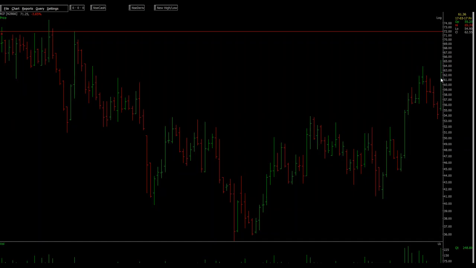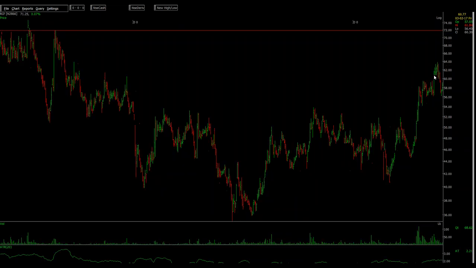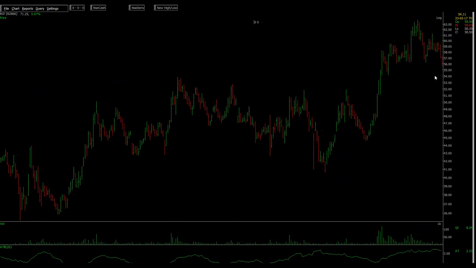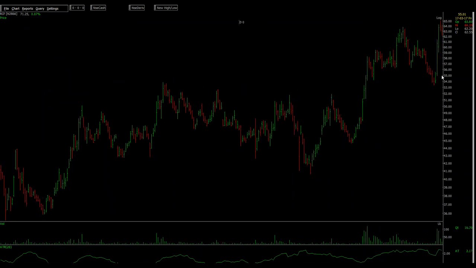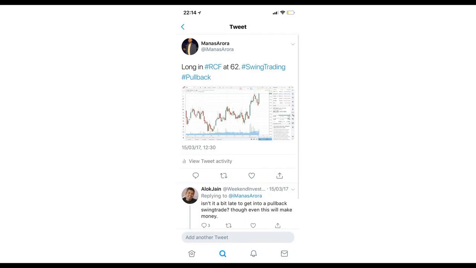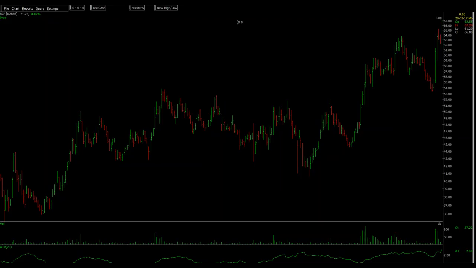I did my calculation on a daily chart. I plotted ATR. This is when I bought this stock. The ATR on that day was 2.5. Twice of it becomes 5. You deduct 5 from your entry price. The entry price in my trade was 62. It was not a trigger point. I just bought at market and placed my stop 5 points below my entry price.